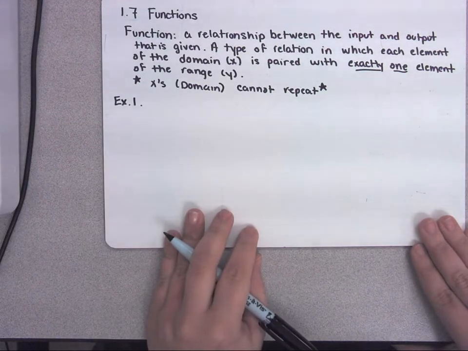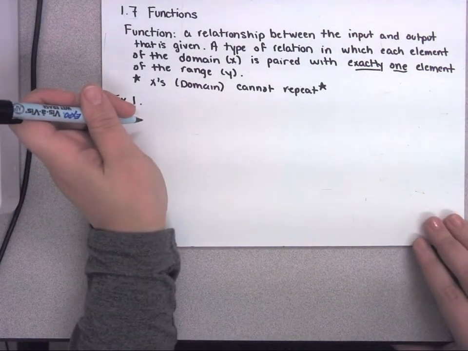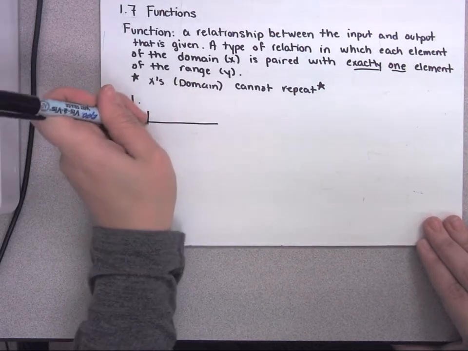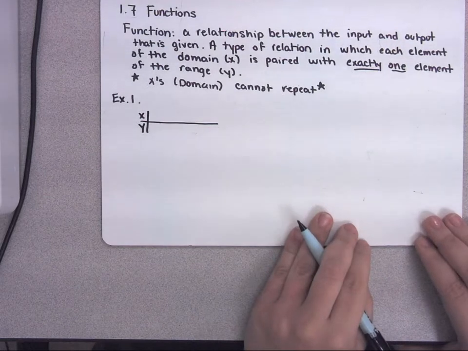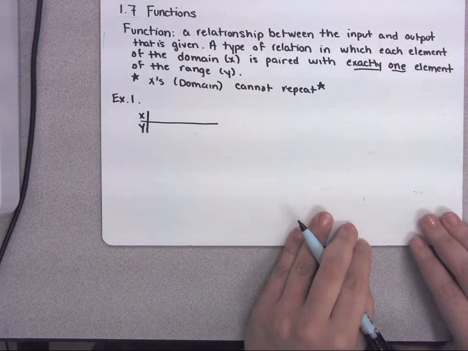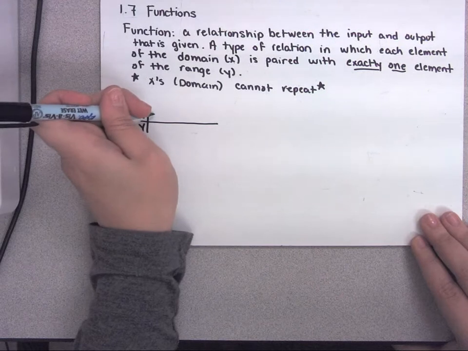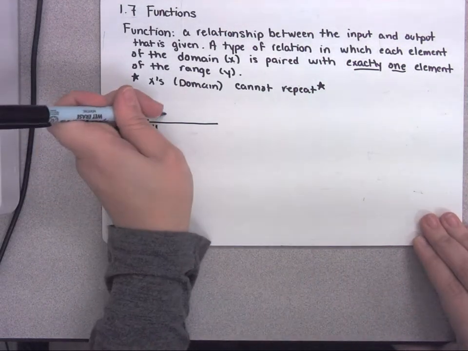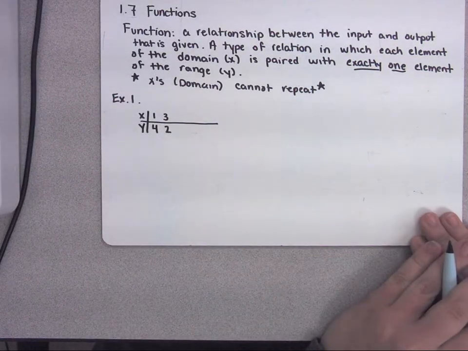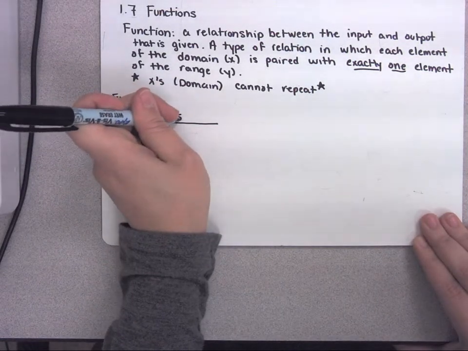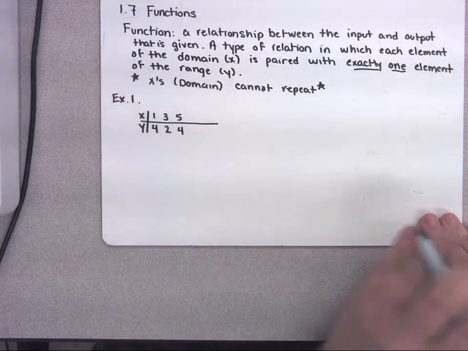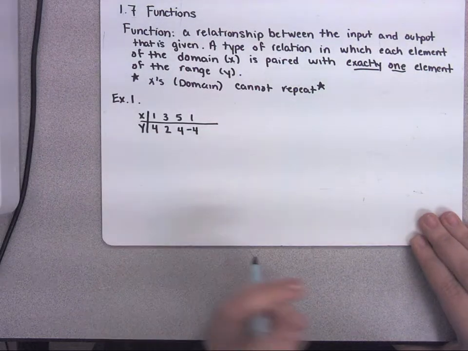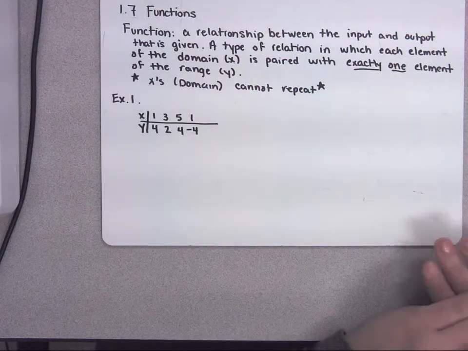Okay, so example one, let's start with a table, okay? Now your table is going to be left to right though. X on top, Y on the bottom. Okay, first point is going to be 1, then 4. Next one, 3 and 2. 5, then 4. Then 1 and -4. Wrote my line too long. So this is your example.